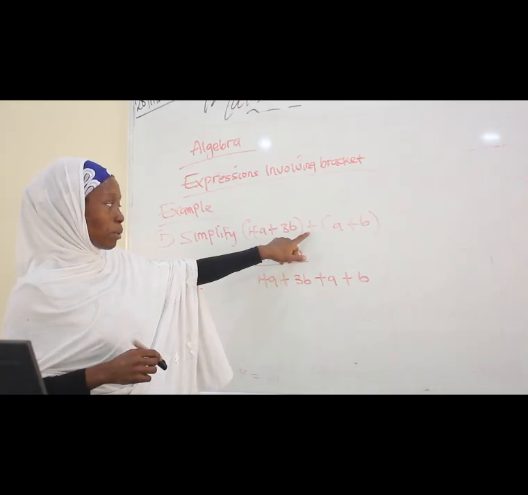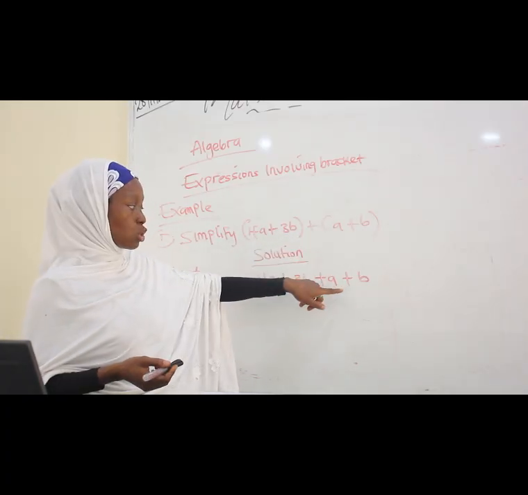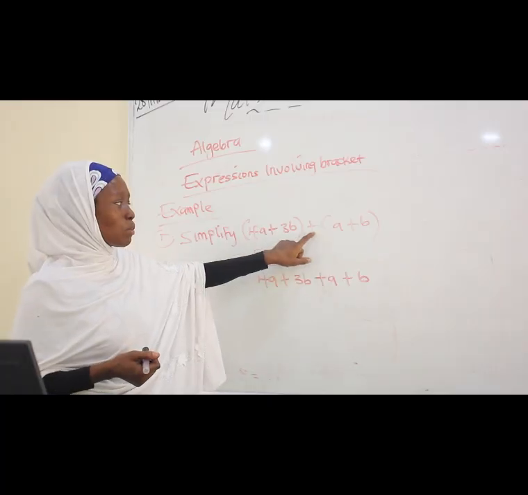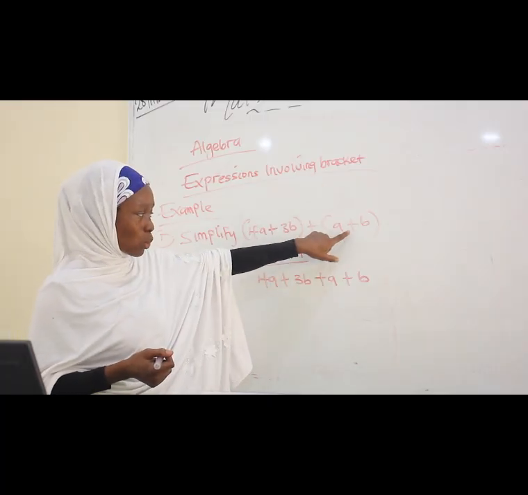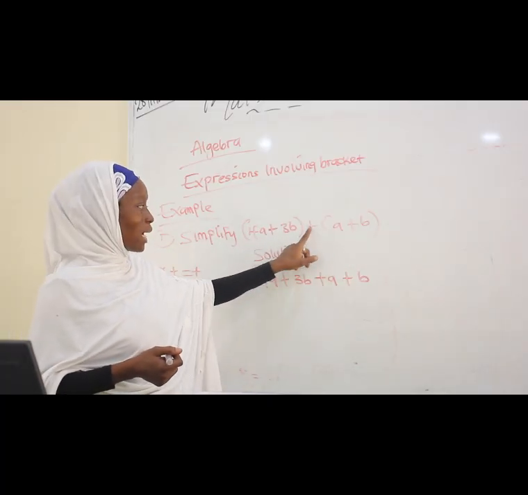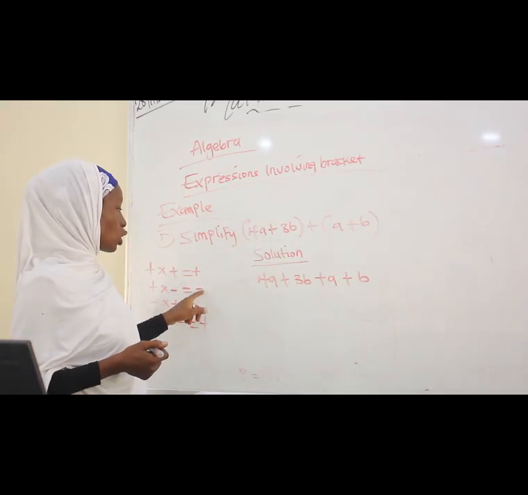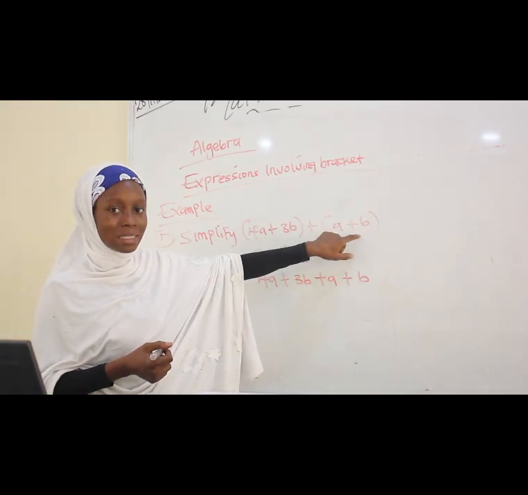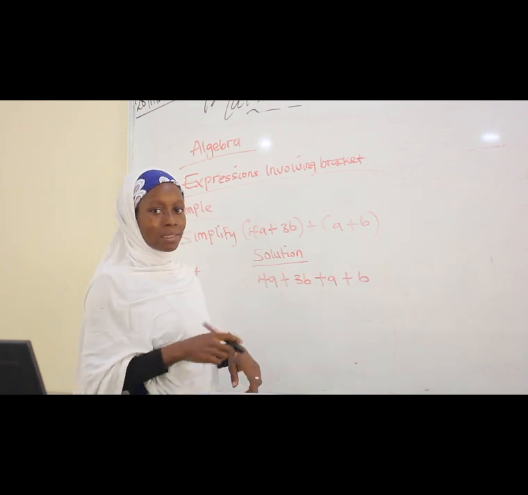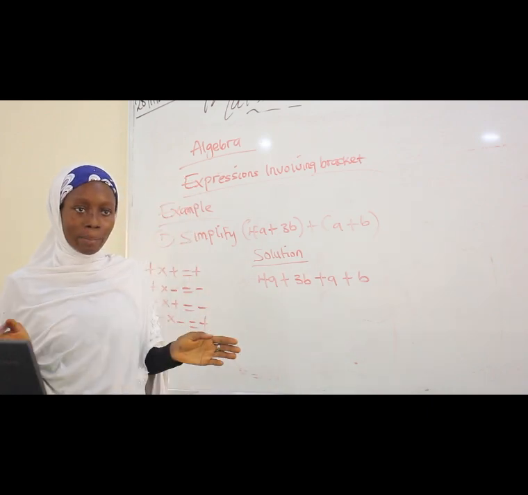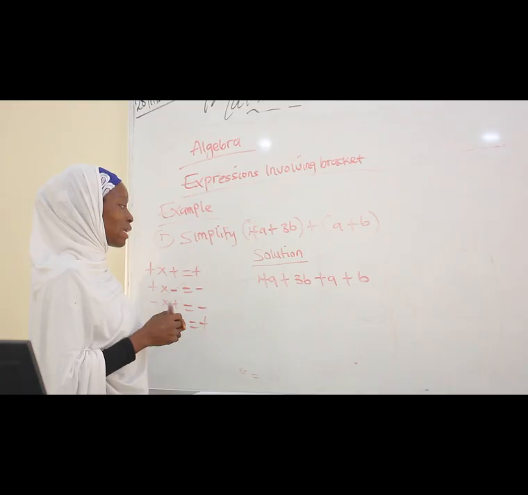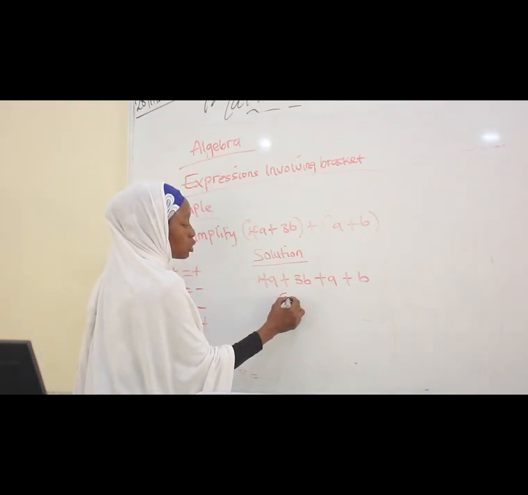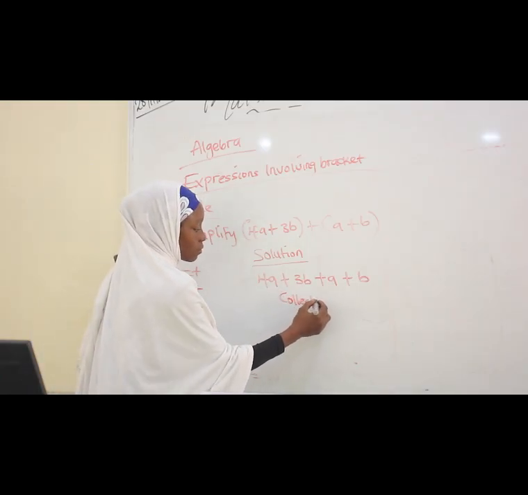So now, if you are having plus multiplying plus, it means you are still going to have what? Plus. But assuming here is minus, minus times what is the sign inside the bracket? Minus times plus is going to give us what? Minus. So it's going to change the sign inside the bracket. But since it is plus, you don't need to worry about it. Just open the bracket. Now, the next thing to do is to collect the like terms.